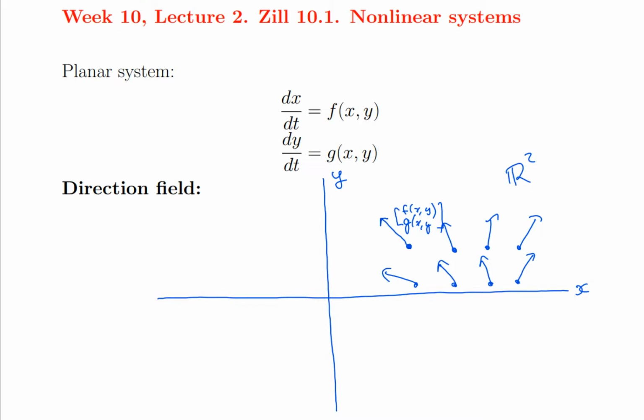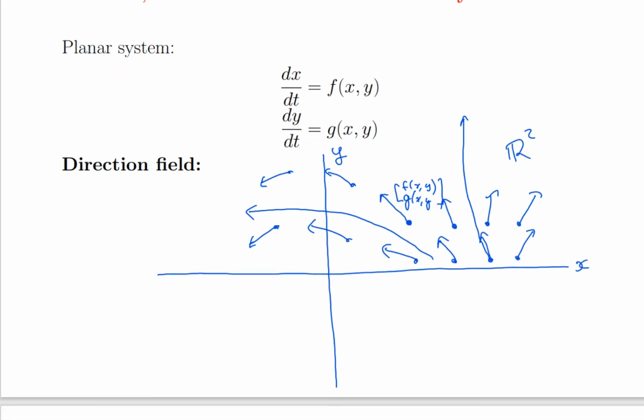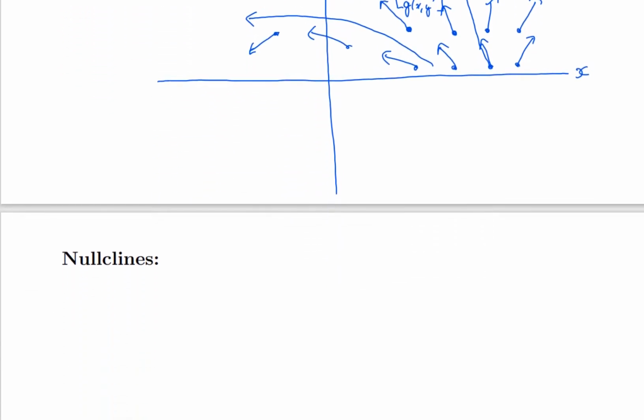And if I draw enough of those arrows, I can get a good idea of what the phase portrait will look like. For example, in this case, I can guess that there will be a trajectory, a solution that looks like that. Over here, there might be one that looks like that. Again, this is better done in MATLAB than drawing it by hand. It's going to be pretty messy doing it by hand. So that's one idea, draw the direction field.